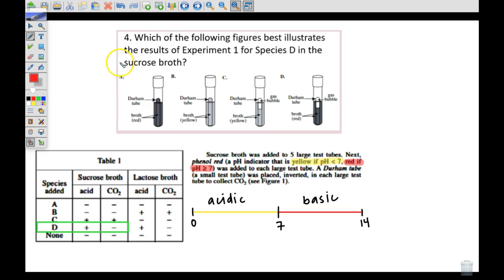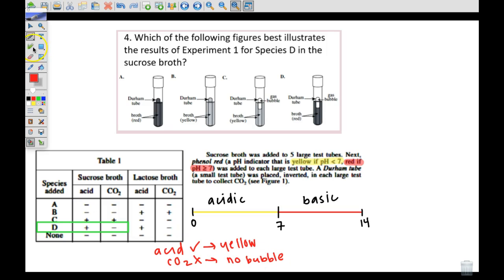And number 4 says, which of the following figures best illustrates the results of experiment 1 for species D in the sucrose broth? So species D, we're only looking at the sucrose side, and it looks like we're good on acid, but no CO2. So what I'll be looking for is a yellow color in the solution, and because I don't have CO2, I'm not going to have any bubble.